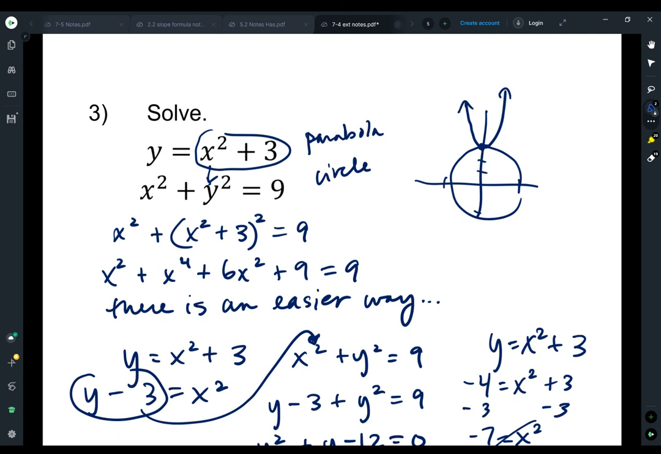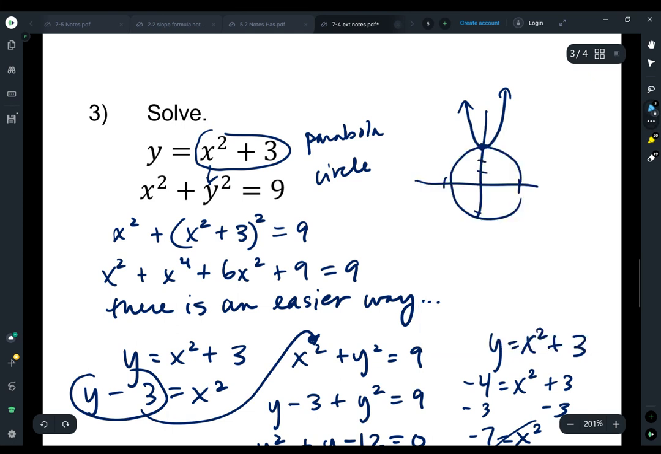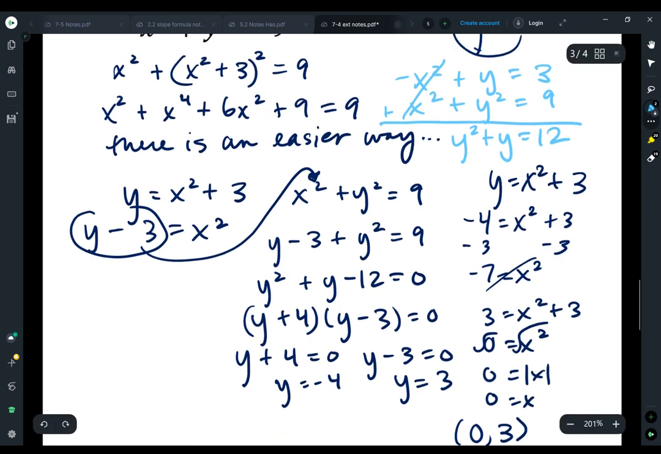I could also even have used elimination on this. So let's just take a quick look at that. If I had done elimination, I know it looks weird, like maybe I can't get that to work, but that first one I would just rearrange and make negative x squared plus y equals 3. And then my second one is x squared plus y squared equals 9. And if I add them together, the x squareds would cancel. I'd have y squared plus y equals 12. So just because I don't have exactly those same variables does not mean that I can't do elimination. So that's possible as well.